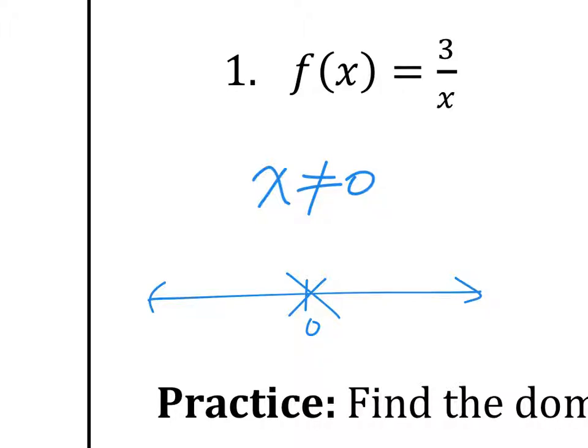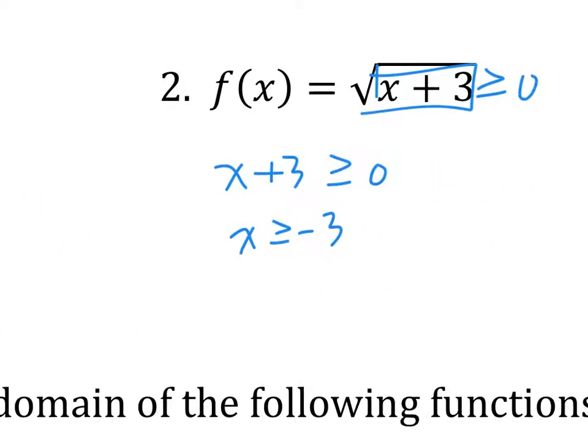Starting from the leftmost, what is the leftmost number you can have? Negative infinity. And then what? 0. Stop at 0. Do I include 0? No, because we said no 0, right? So that is a parentheses. And then starting from what point? 0 again. And then to what? Infinity. So this is how you write it. Basically, when you skip a number, you change that into 2 intervals, and you connect them with a U or the parentheses.